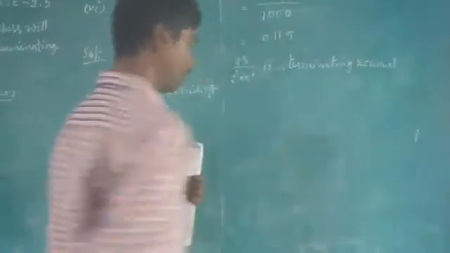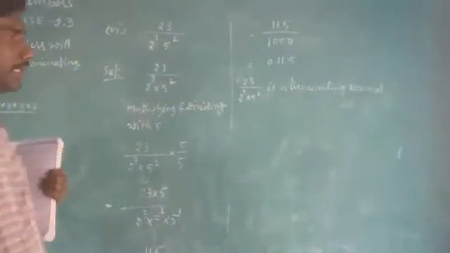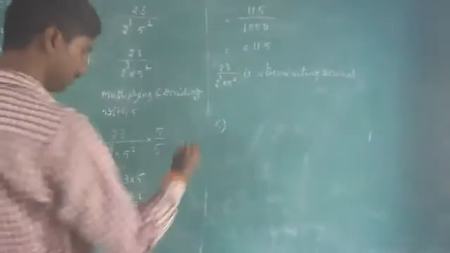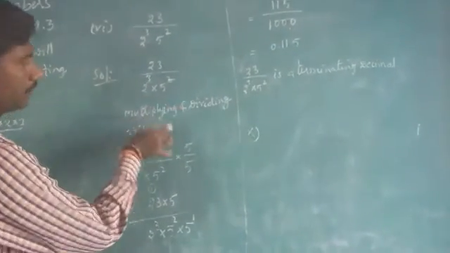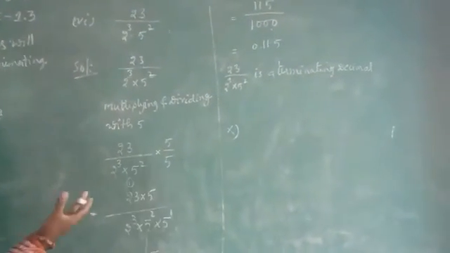Then I would like to explain you the 10th problem. What is the 10th problem now? You may get a doubt here. What is the doubt, sir? Why are you multiplying and dividing with 5 only? Why should we not multiply with 4?